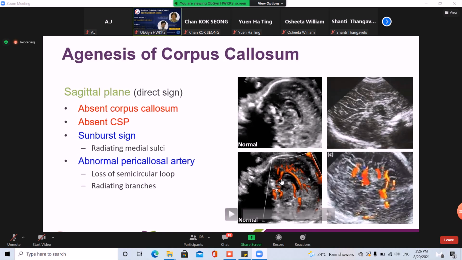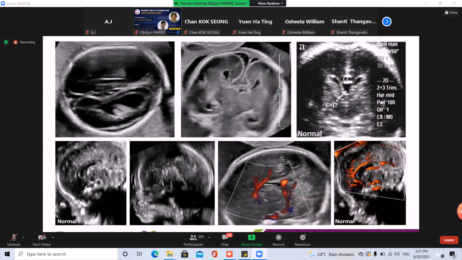And then when you study the pericallosal artery, a normal pericallosal artery is a semicircular loop, looping on the top of the corpus callosum. But when there is agenesis of corpus callosum, you would not be able to see this loop. Instead, you will see just haphazard radiating branches of the pericallosal artery. So when we see all this, we know that it is a case of agenesis of corpus callosum.